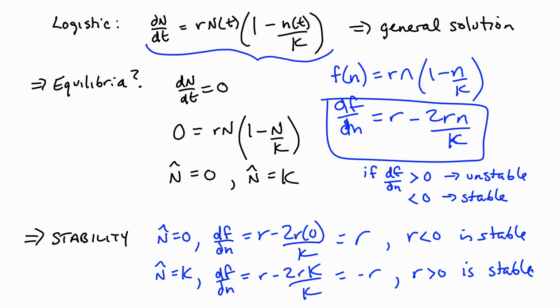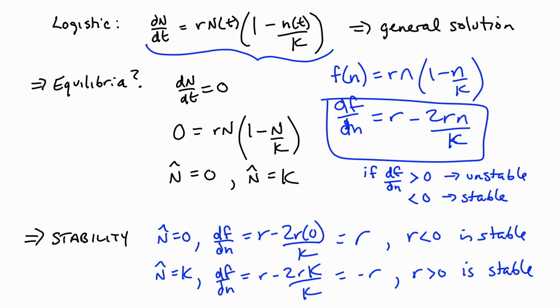This also makes sense. So for the n is equal to k equilibrium, if you bump the population down a bit lower than k, and the population is growing, it'll bump right back up to k. So that makes k stable. But if r is less than 0, and you bump the population away from k, it's going to keep shrinking, so that k is unstable.